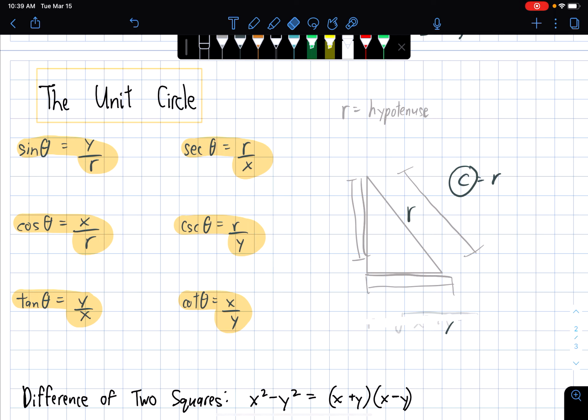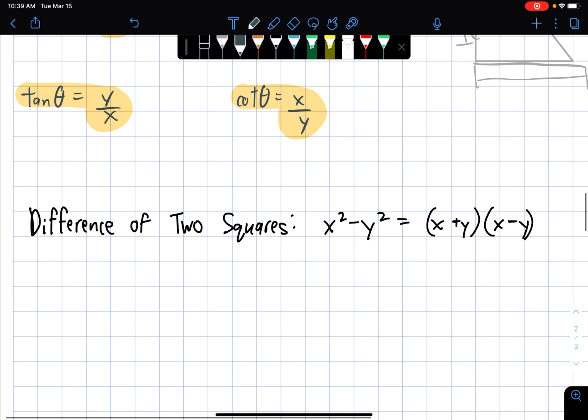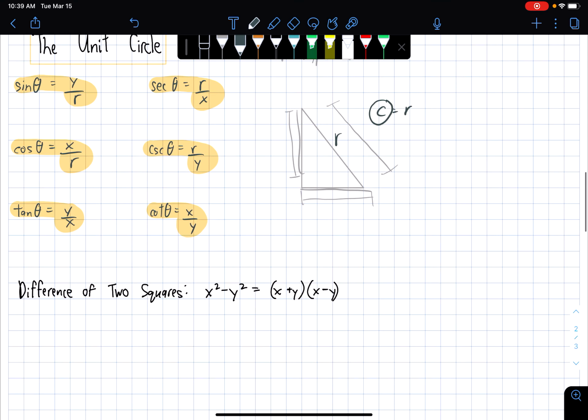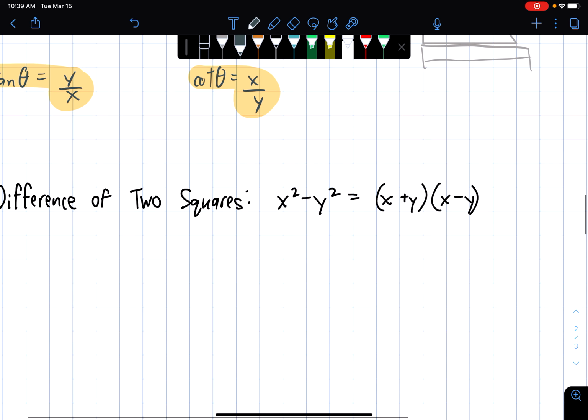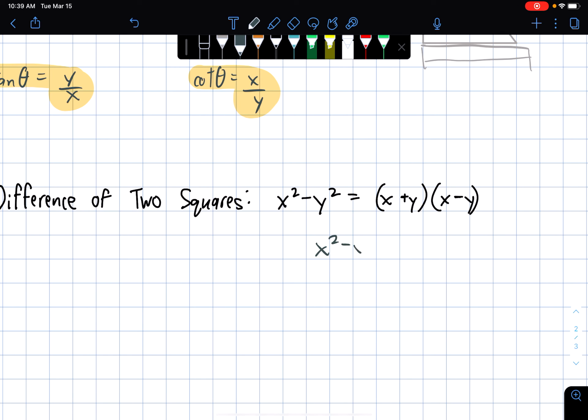So yeah, another thing that you have to know is about the difference of two squares. In problems about fundamental trigonometric identities, especially higher thinking problems, you will be encountering expressions that have this kind of formation. So you have to acknowledge that x raised to 2 minus y raised to 2 is equivalent to x plus y times the quantity x minus y.